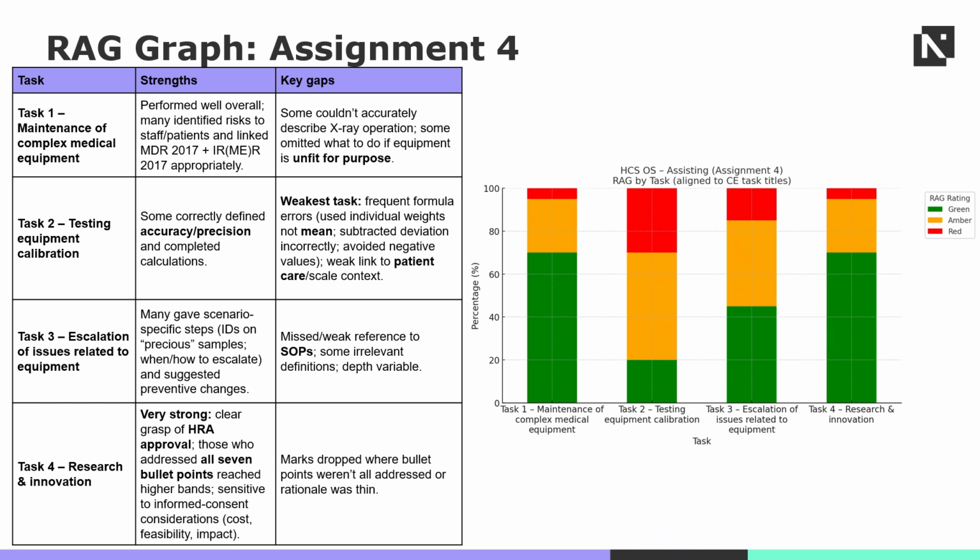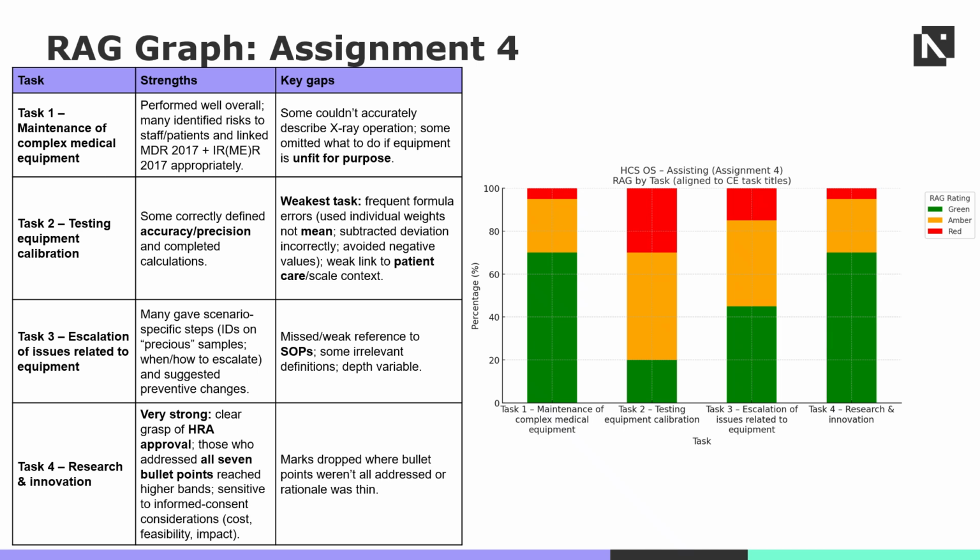For task 3, escalation of issues related to equipment, most students could outline sensible steps, and when they tied actions to the specifics of the scenario, for example, which identifiers to check on blood tubes before escalating, they scored well. However, references to the SOPs were often missing or shallow, and a few responses drifted into general definitions instead of applying them.